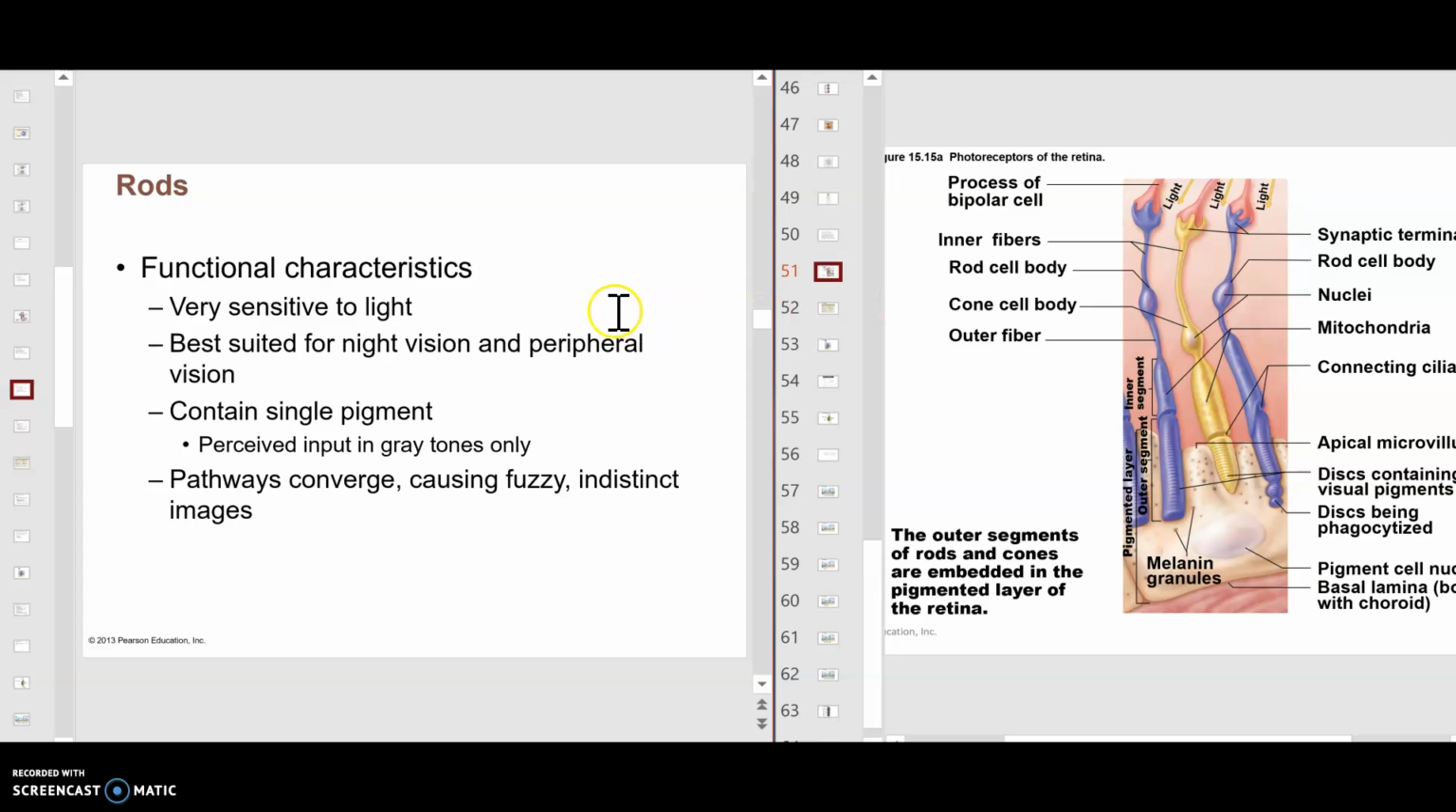So when you're using the rods, you can't get pinpoint sharp images. The cones, however, go one-on-one into bipolar and then the ganglion cells. So there's a sharp image there.